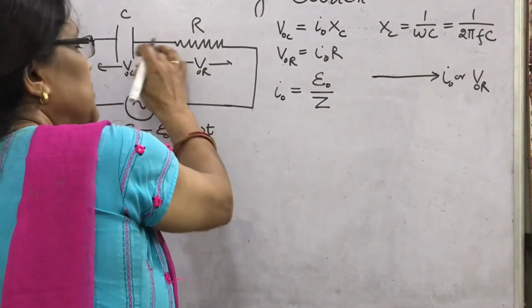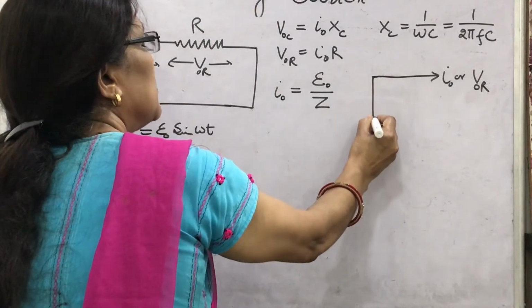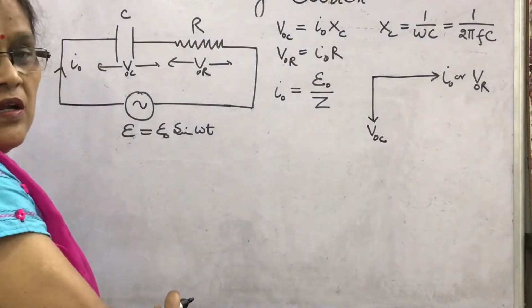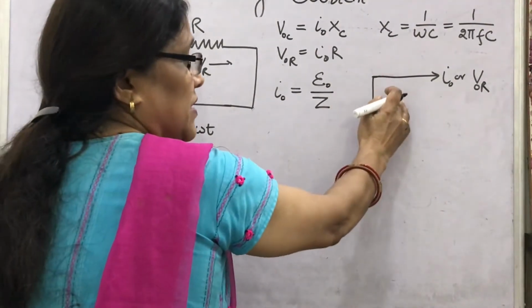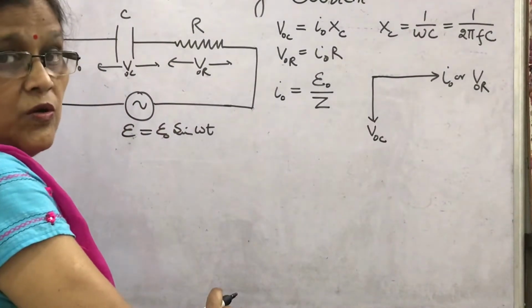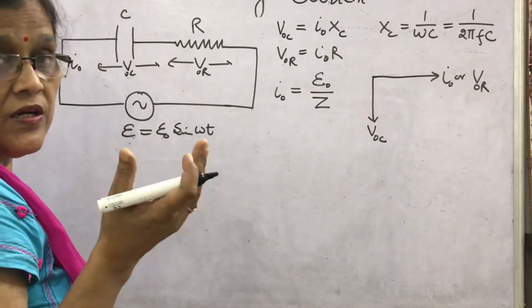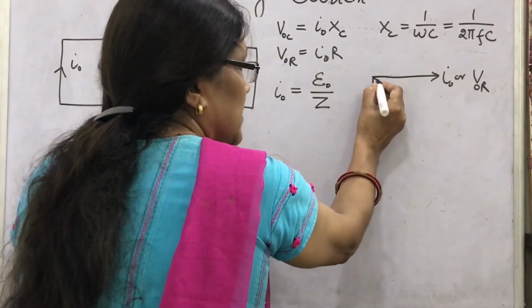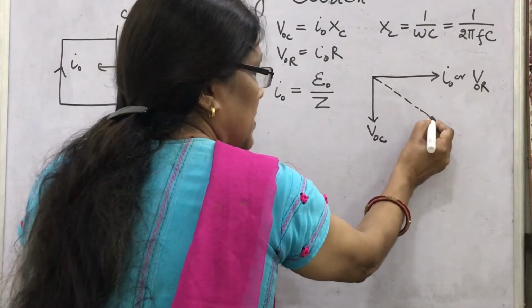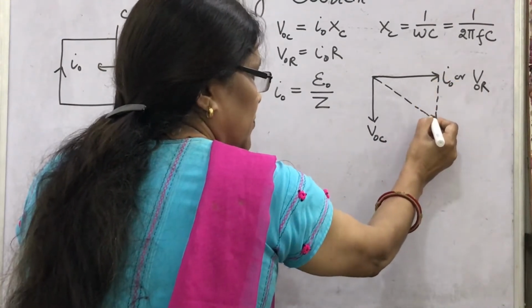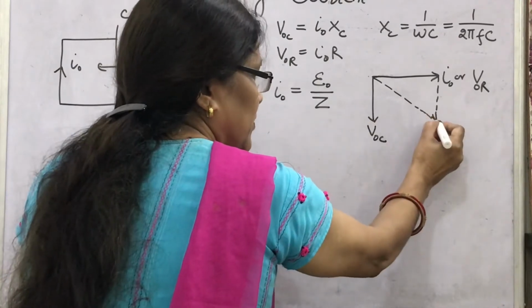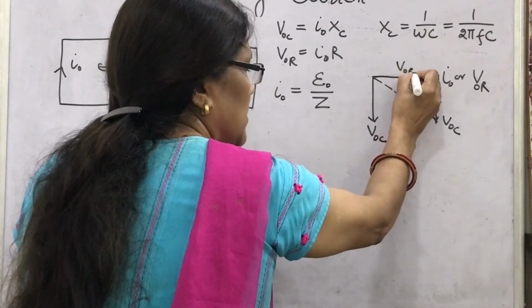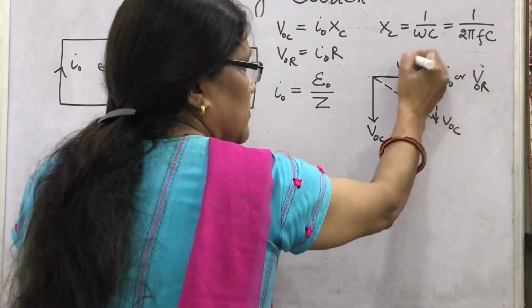Now in case of the capacitor, we have found that Vc, the voltage across the capacitor, lags behind the current by 90 degrees. So we have drawn it like this. What will be the net resultant voltage? How will you find the resultant? Using vector addition. If this is V naught C, and this is V naught R, we have shown it here.